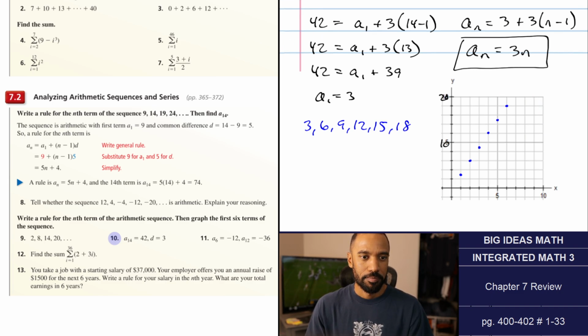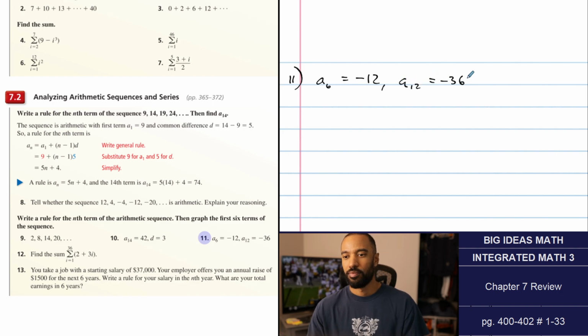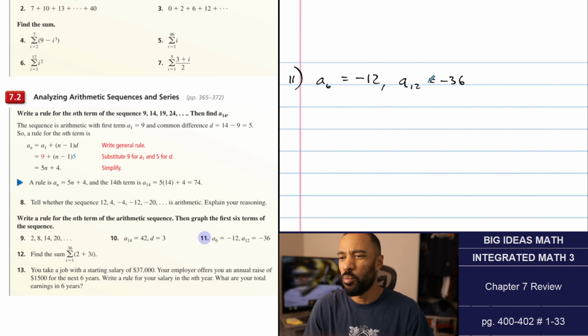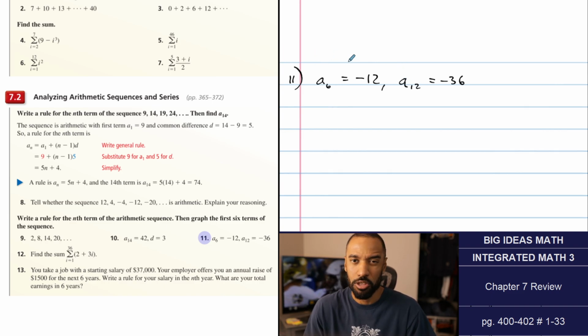Okay, number 11. Number 11 goes a little bit deeper into it in that you don't even have the common difference this time. So this time you need to find that common difference as well as find the first term. Now, I bring this up because some folks get too deep into, wait, what do I plug in where? What's that formula? Oh, what's the thing I got to memorize? You have to remember these are arithmetic sequences which are like linear equations.